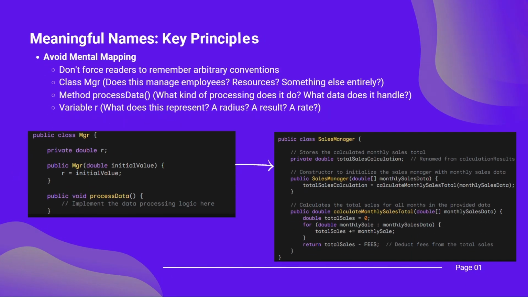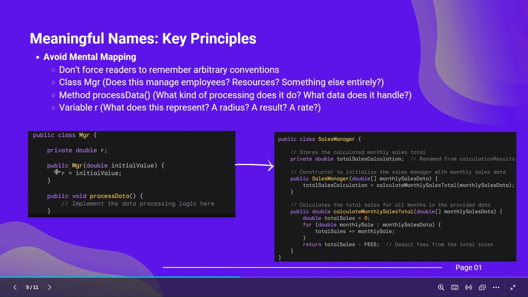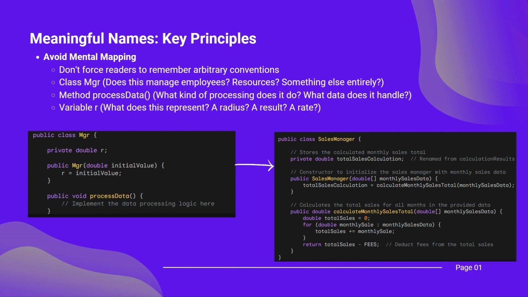Also try to avoid mental mapping. Don't force readers to remember arbitrary conventions. For example, class manager. Does this class manage employees, resources, or something else? Method process data. What kind of processing does it do? What does it handle? Variable R. What does this represent? A radius, a result, a rate?